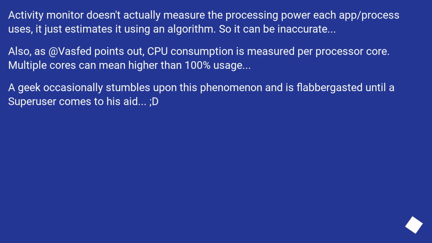Activity Monitor doesn't actually measure the processing power each app/process uses, it just estimates it using an algorithm. So it can be inaccurate. Also, as Avast points out, CPU consumption is measured per processor core. Multiple cores can mean higher than 100% usage. A geek occasionally stumbles upon this phenomenon, and is flabbergasted until a superuser comes to his aid.